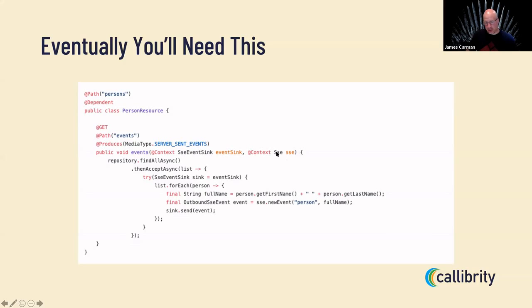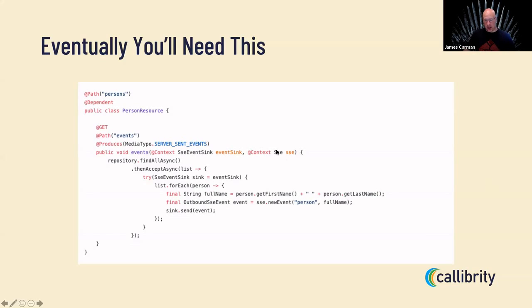The reason we have to inject this SSE is we can't instantiate event objects directly ourselves. This outbound SSE event is just an interface. We need the runtime. Whoever is doing the support for server sent events knows how to instantiate the types of objects that it supports, and it knows how to talk to them. So we use it kind of like a factory, right?